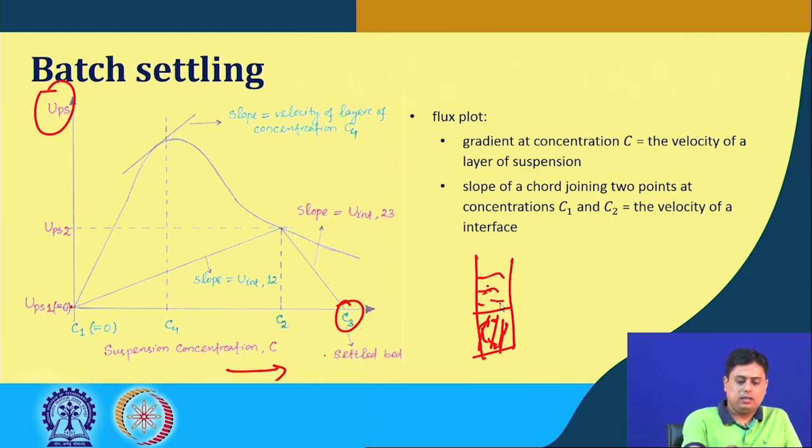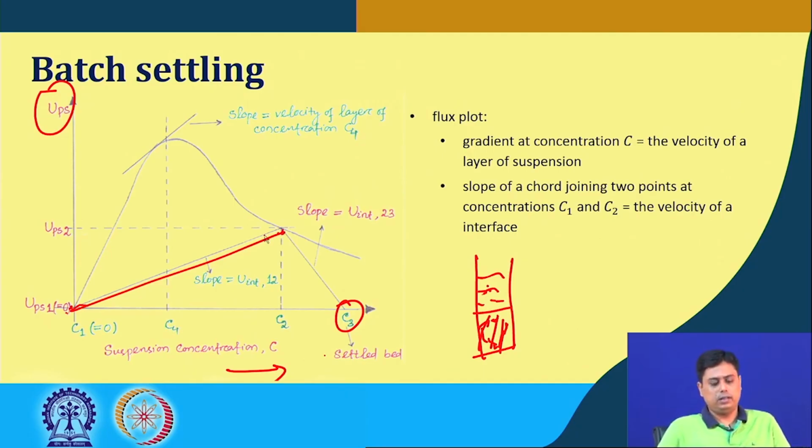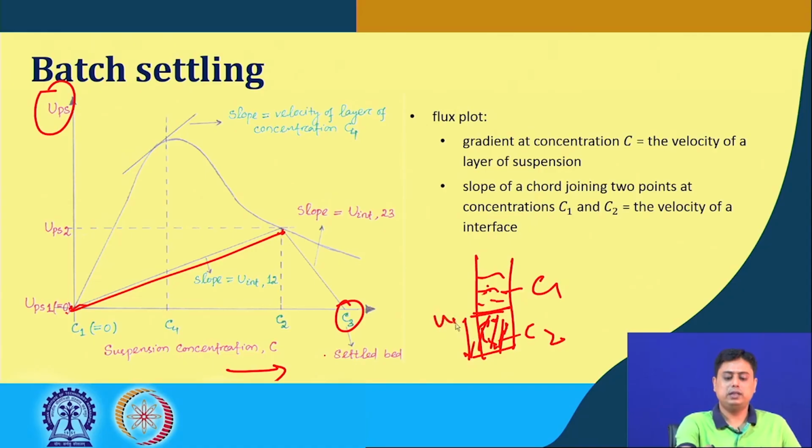So, in this case the chord connecting C1 and say C2 for one concentration, the slope of this chord that connects C1 and C2 in this graph will give you the velocity of the interface having the concentrations C1 and C2. So, if this is concentration C1 and this is concentration C2, the slope of this line will give you the velocity of this interface.